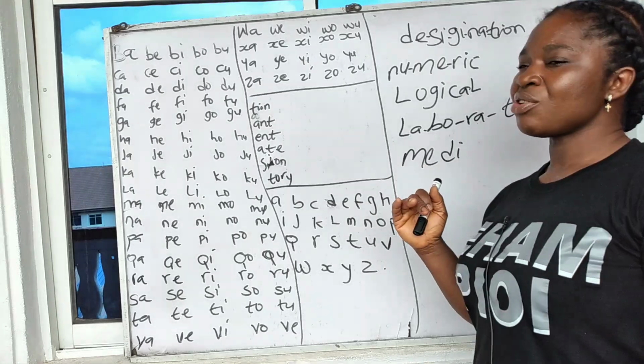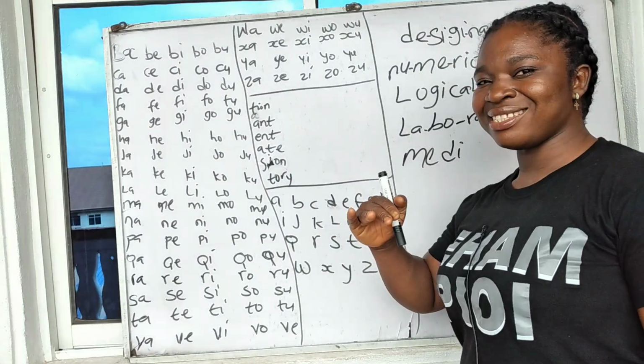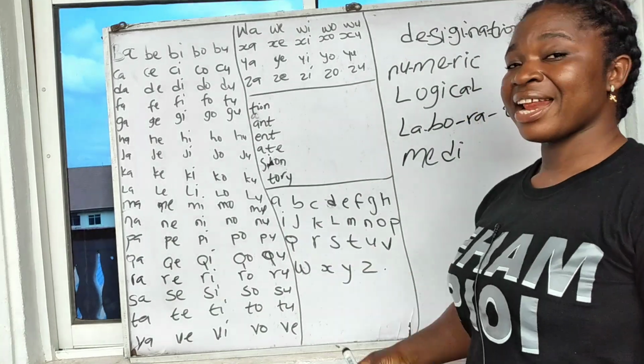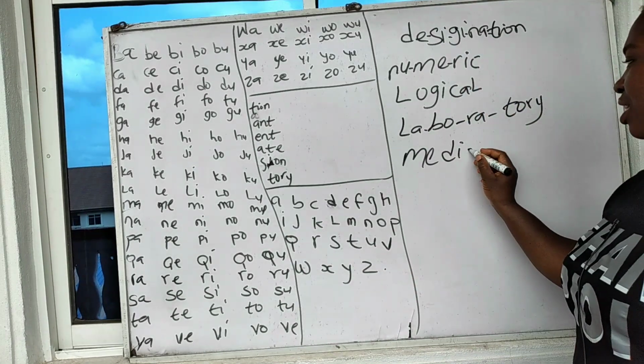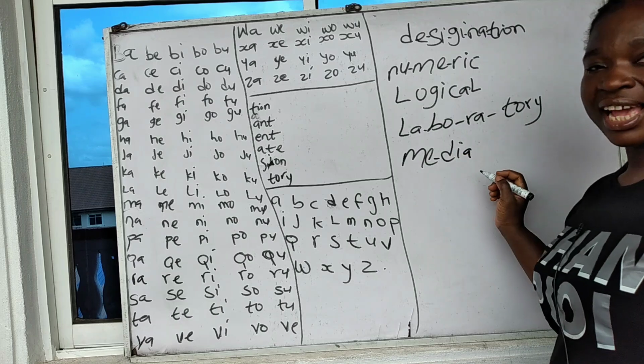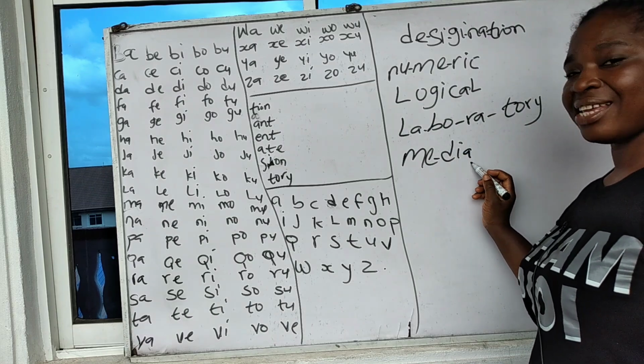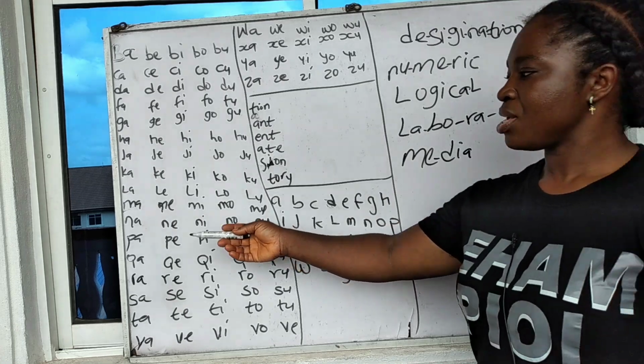Now we need the R to make it media. R at the end. So we come right here and pick our R. Adding to this, we have our media. Put together, media. We pick our me, ma, me.